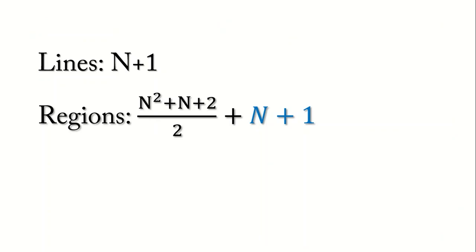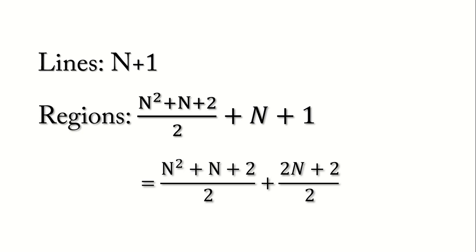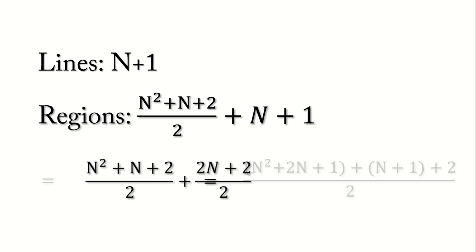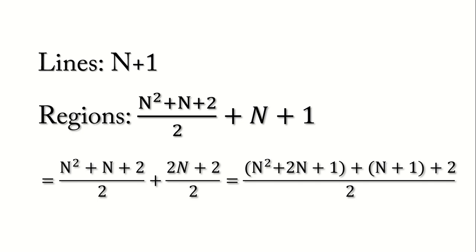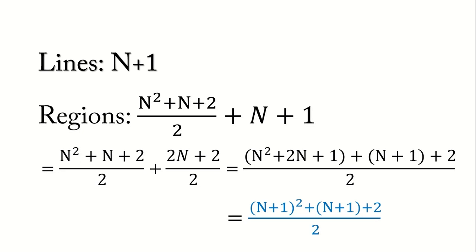So if I have n plus 1 lines, the regions are equal to n squared plus n plus 2 over 2, which is the regions of n lines, plus n plus 1, which are the new regions we get in this level. So the overall regions we get is equal to n squared plus n plus 2 over 2 plus 2n plus 2 over 2. We can calculate the final result and get n squared plus 2n plus 1 plus n plus 1 plus 2, which can be written as n plus 1 squared plus n plus 1 plus 2 over 2, which is the proposition we claimed we had to prove.